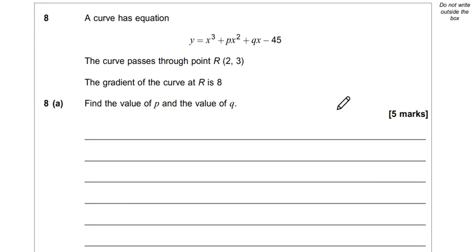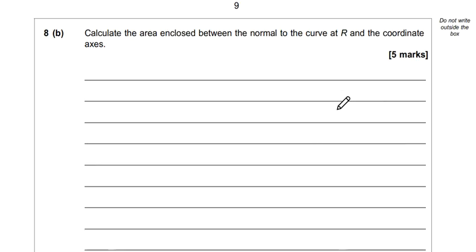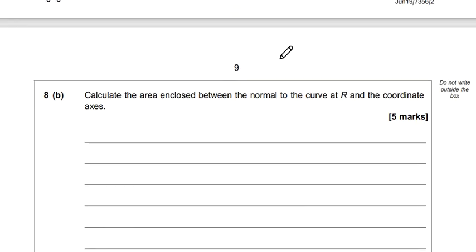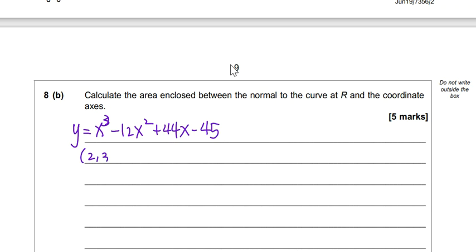Hey guys, let's move on to solve the second part of this question, question B. From question A, we already know that P is -12 and Q is positive 44. So we can rewrite this curve as y is equal to x cubed minus 12x squared plus 44x minus 45. Now we already know that this is the curve, and it passes through 2, 3.